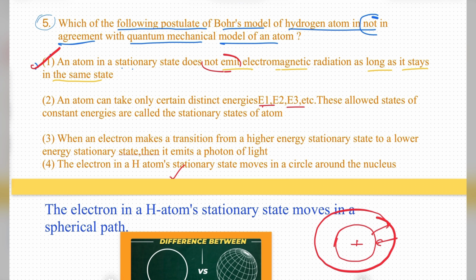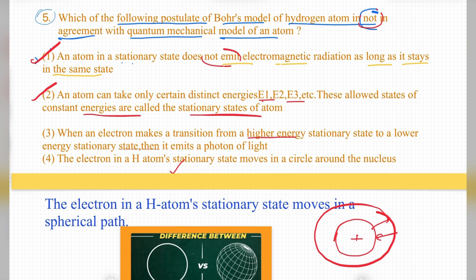Next point: an atom can have E1 and E2 energy levels. They allow states of constant energy. They are called stationary states in Bohr's theory. Yes, in Bohr's theory there is a first energy level, second energy level, third energy level, like so many energy levels. They are called stationary states. That is also right.